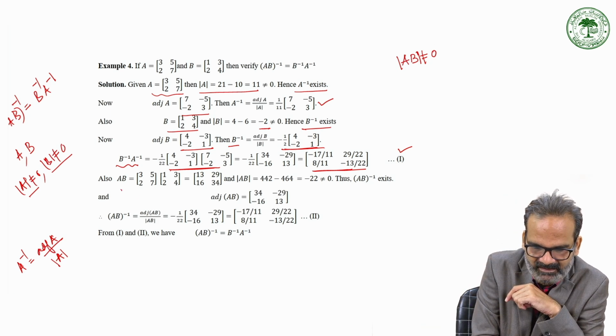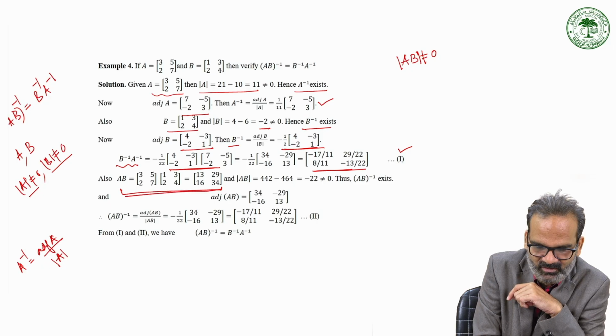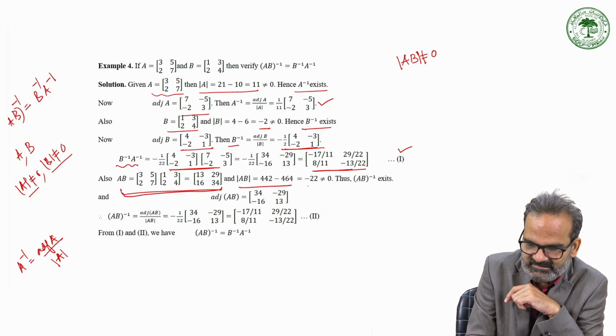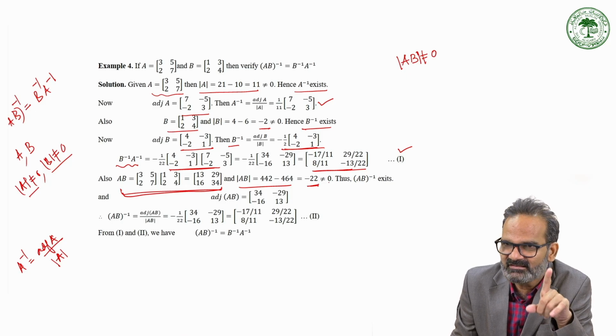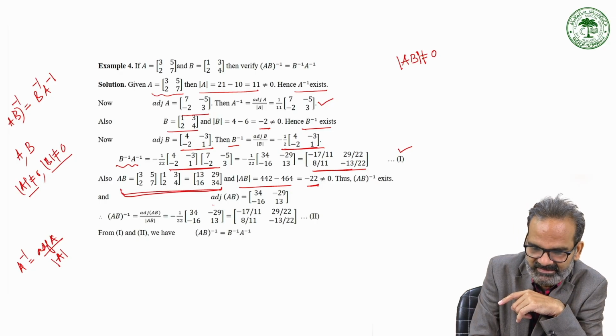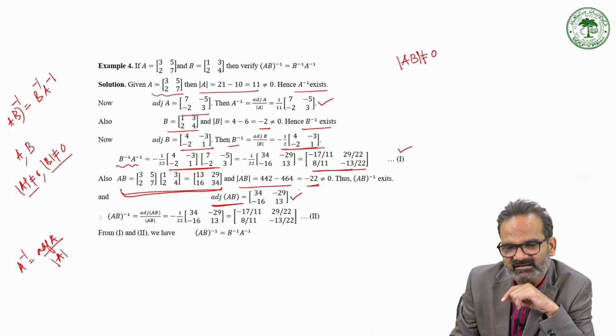See, AB is this, right? This is the product of these. Determinant of AB is coming out to be minus 22. It is not equal to 0. Therefore, (AB) inverse exists. If (AB) inverse exists, we can always find the adjoint of AB, and the adjoint of AB is coming out to be this.